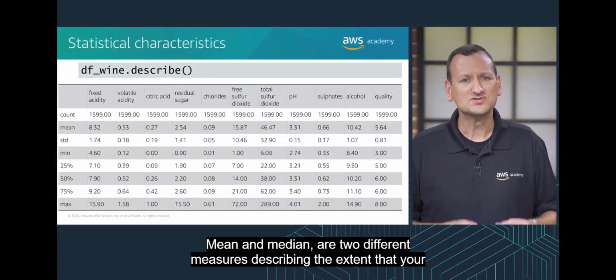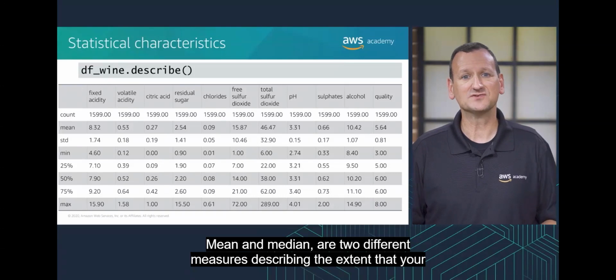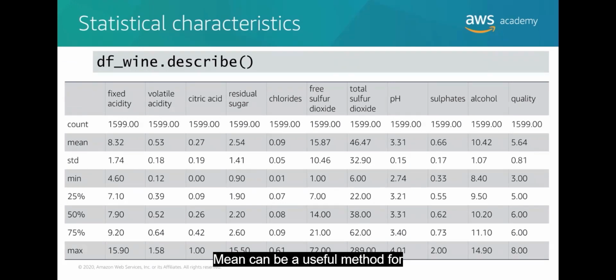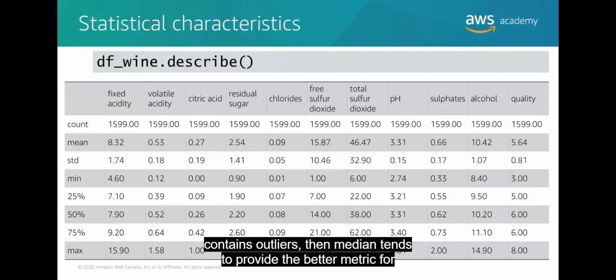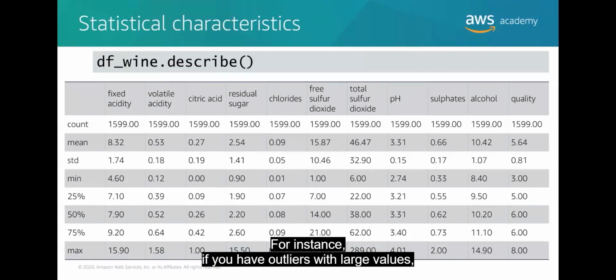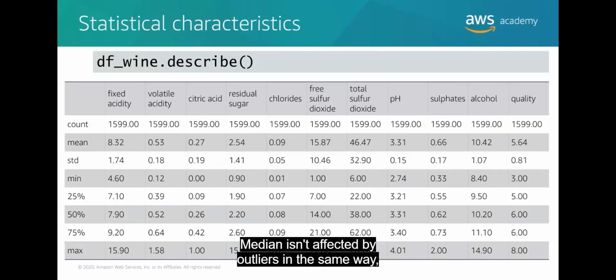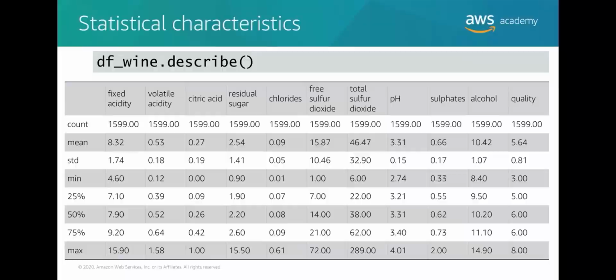Mean and median are two different measures describing the extent that your data is clustered around some value or position. Mean can be a useful method for understanding your data when the data is symmetrical. However, if your data is skewed or contains outliers, then median tends to provide the better metric for understanding your data as it relates to central tendency. For instance, if you have outliers with large values, the mean can be skewed one way, and it wouldn't serve as an accurate representation of where your values are truly centered. Median isn't affected by outliers in the same way. We'll talk more about outliers soon.